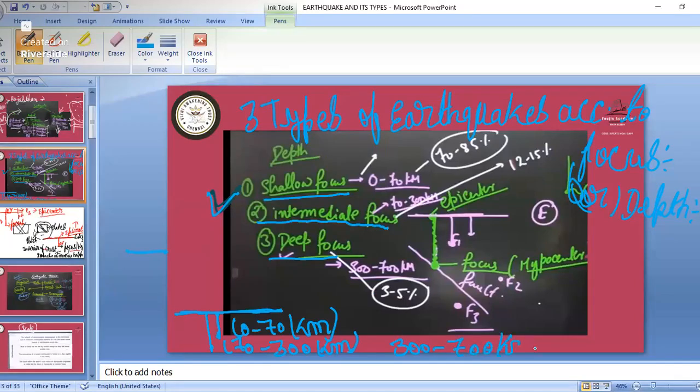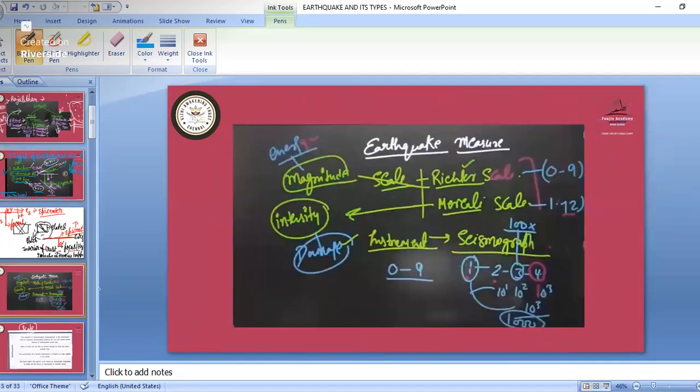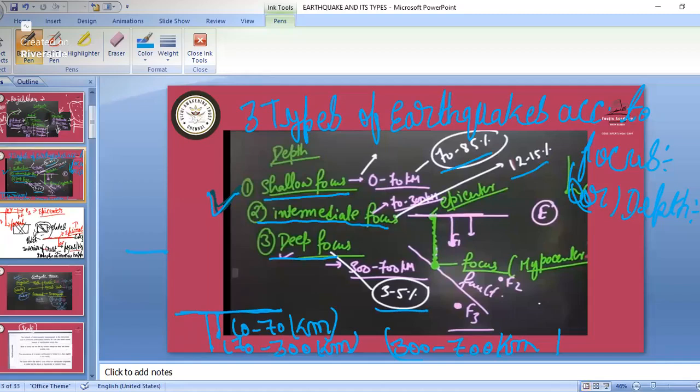In this part, if you see the distribution, the maximum earthquakes happen at the shallow focus, about 70 to 85% of the earthquakes that we feel on the earth's surface. Then in the intermediate focus, we have 12 to 15%. And in a very small amount, we have the deep focus earthquake, 3 to 5%. So this is all about the types of earthquakes according to depth.